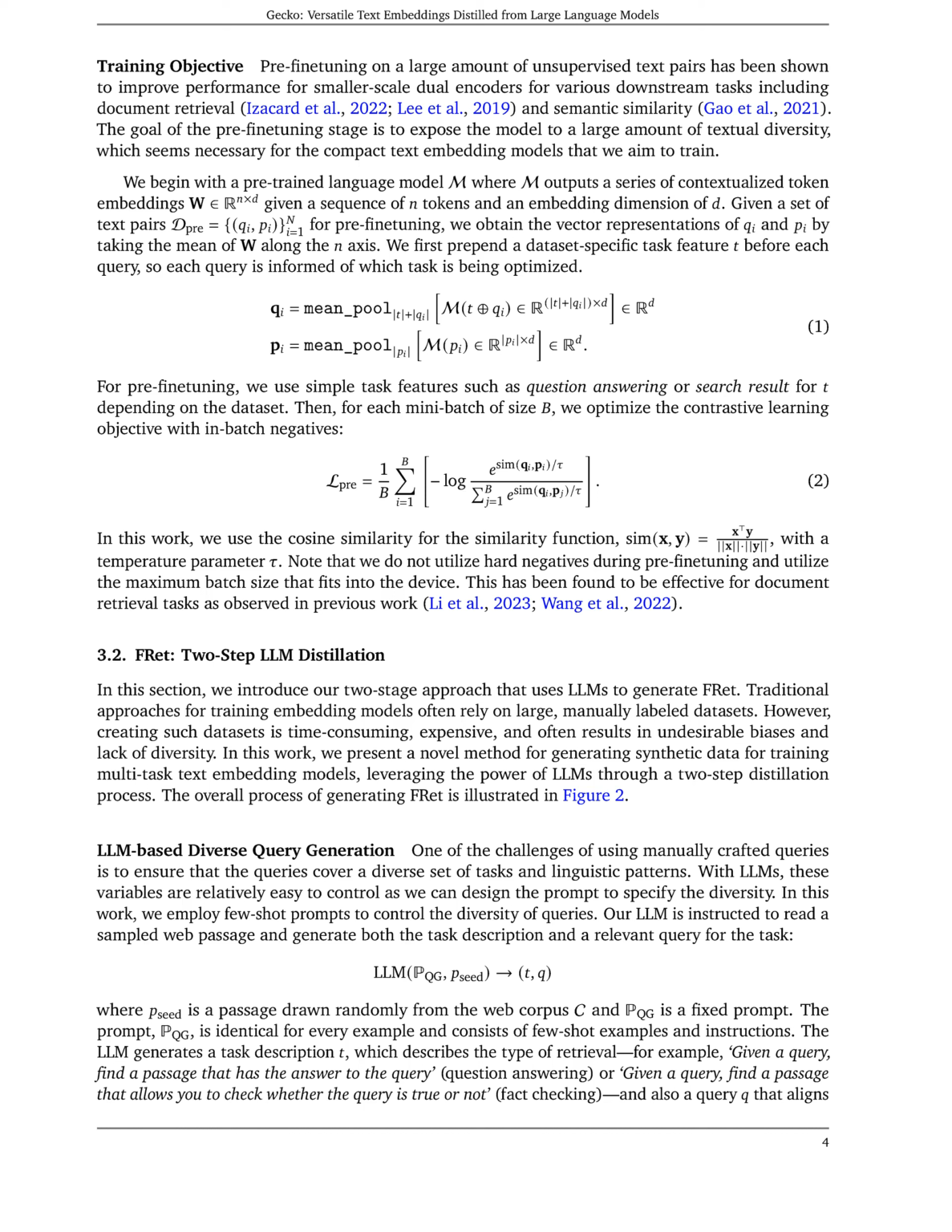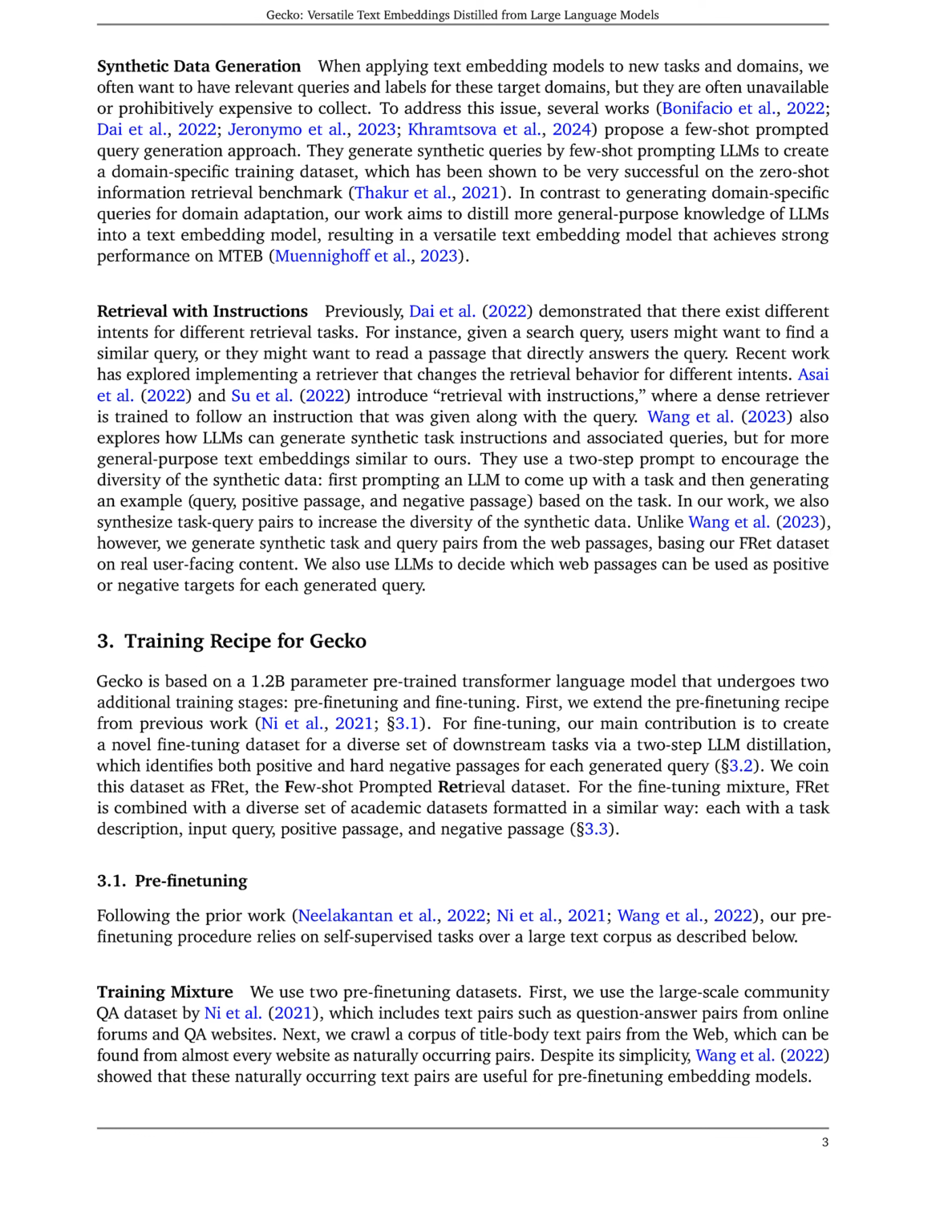The contrastive learning objective is optimized with in-batch negatives, using cosine similarity as the similarity function. Hard negatives are not utilized during pre-fine-tuning, and the maximum batch size that fits into the device is used. For fine-tuning, a novel fine-tuning dataset called FRET, Few-Shot Prompted Retrieval Dataset, is created via a two-step LLM distillation process to identify positive and hard negative passages for each generated query.